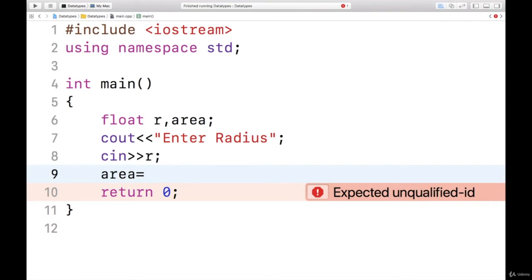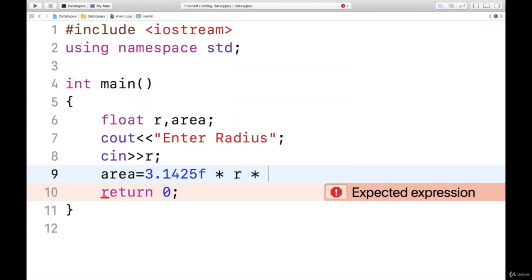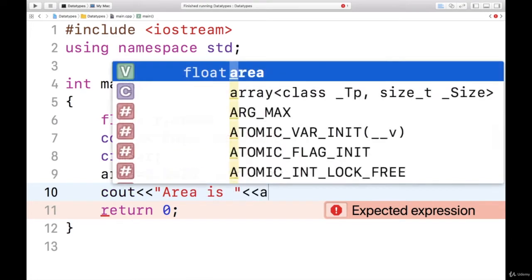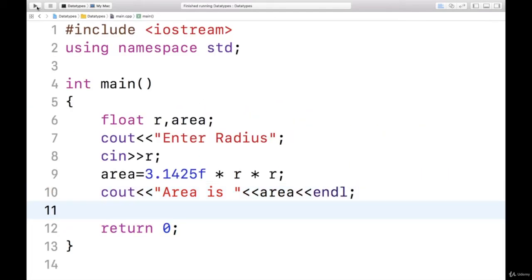Area is 3.1425f, this is the float value, multiplied by radius and again radius, that is radius square. Then cout "area is", area variable and endl. Let us run the program and see.